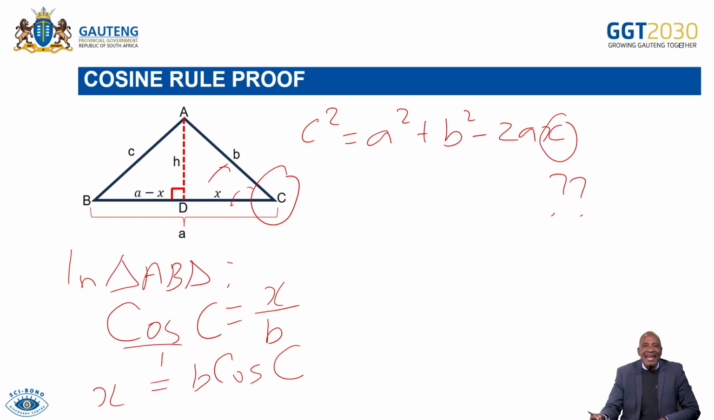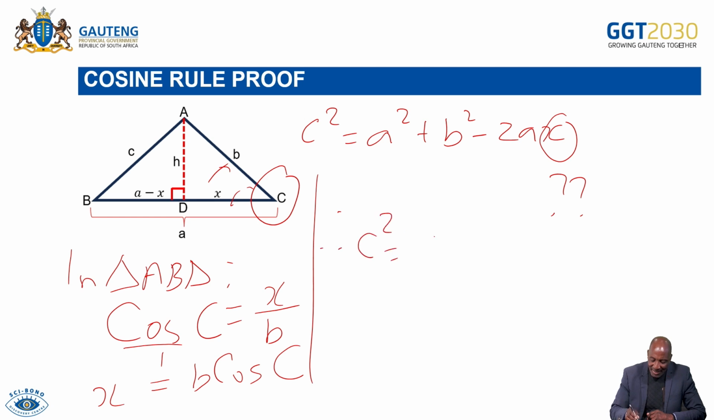In the smaller triangle ADC, where I see X, B, and H, I chose to position myself at point C. Then when I'm at point C, X becomes the adjacent side, because I have a problem of X in that expression above. So I have to form an expression in terms of X and solve for X. And it gives me B cos C. We then replace and say, therefore, our C squared is going to be A squared plus B squared minus twice A times, replace X and put B cos of C.